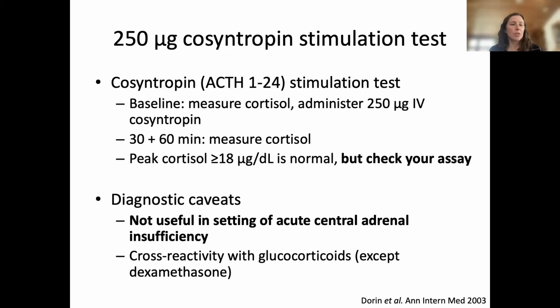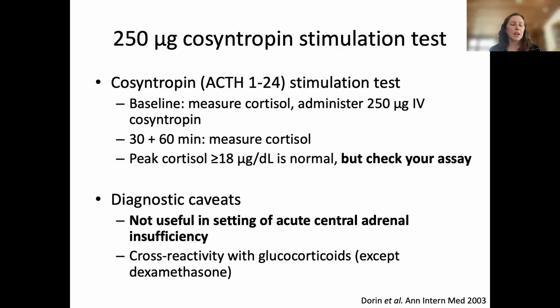If you're not able to diagnose or definitively rule out adrenal insufficiency with a morning cortisol level, you can then proceed to a 250 microgram IV cosyntropin stimulation test, in which you measure serum cortisol at baseline, followed by administering 250 micrograms of IV cosyntropin, and measuring the serum cortisol level 30 and 60 minutes after the cosyntropin. A peak cortisol level of greater than or equal to 18 micrograms per deciliter is normal, but again, check your assay for the appropriate cutoff threshold.